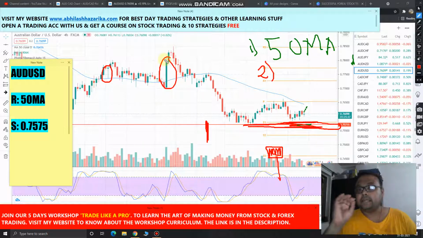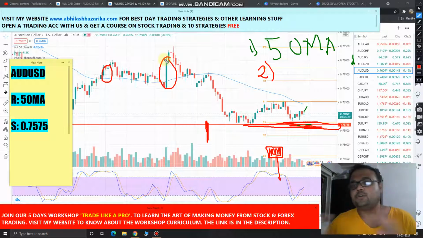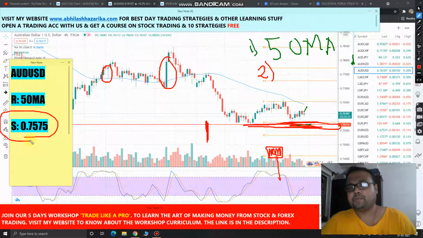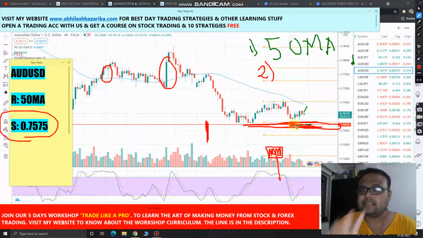If you get the confirmation that yes, this level is a valid support for the market, then also you can take a small risk and buy just above this level or at this level, 0.7575. I'm not saying that you'll get a big target, but at least we'll be making some quick profit. So the first opportunity is you can short the market at the 50 MA, and the second is a buy order at the support level, because this support is very much important. Yes, it is not visible in the normal chart, but if you zoom out, you can see that this support is extremely important.